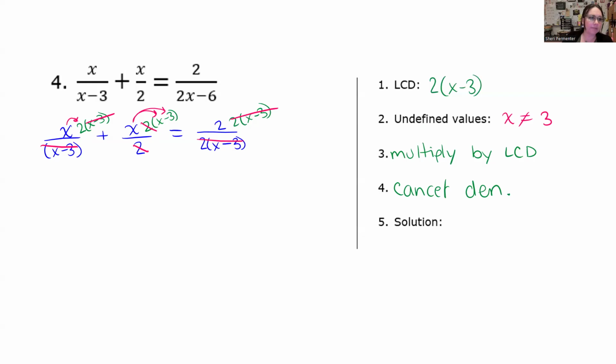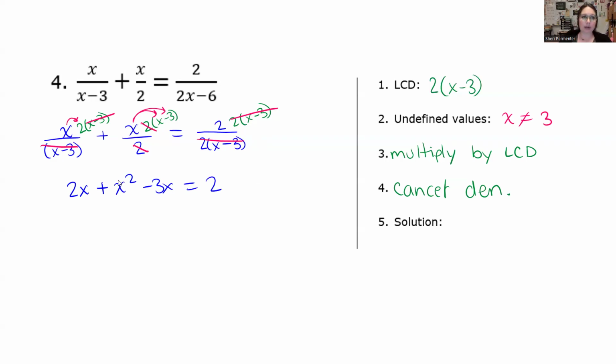So I'm going to rewrite it. For the first term, I have 2 times x or 2x plus x times x is x squared. Yay, we have another quadratic. X times negative 3 is minus 3x equals 2.